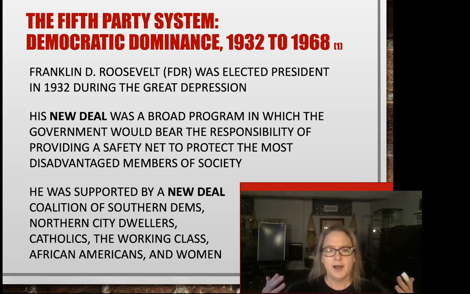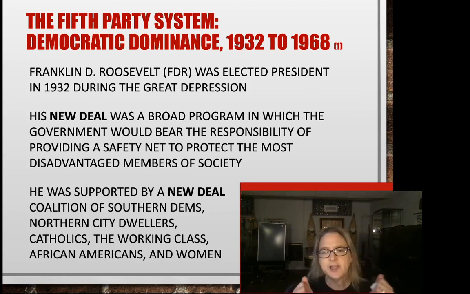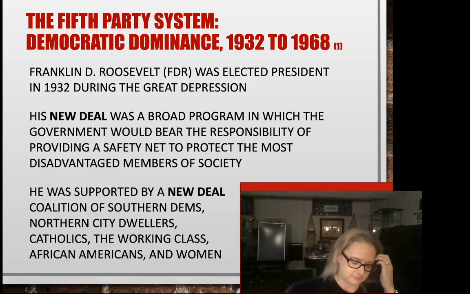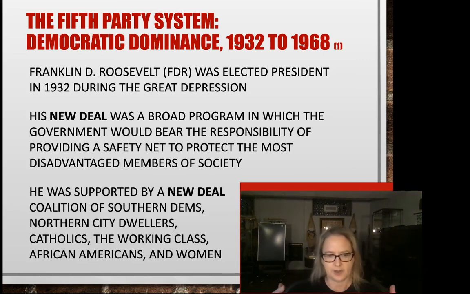He was supported by a coalition of Southern Democrats, Northern city dwellers, Catholics, the working class, African Americans, and women. So he's putting together the coalition that starts to look a lot like the coalition of the modern Democratic Party. And this is a big shift. It's the first time anybody's courted women. Of course, women didn't get the vote until relatively late. But it's a big shift for African Americans who had, up until this point, voted for the party of Lincoln. So they were strongly Republican voting bloc until the Great Depression.